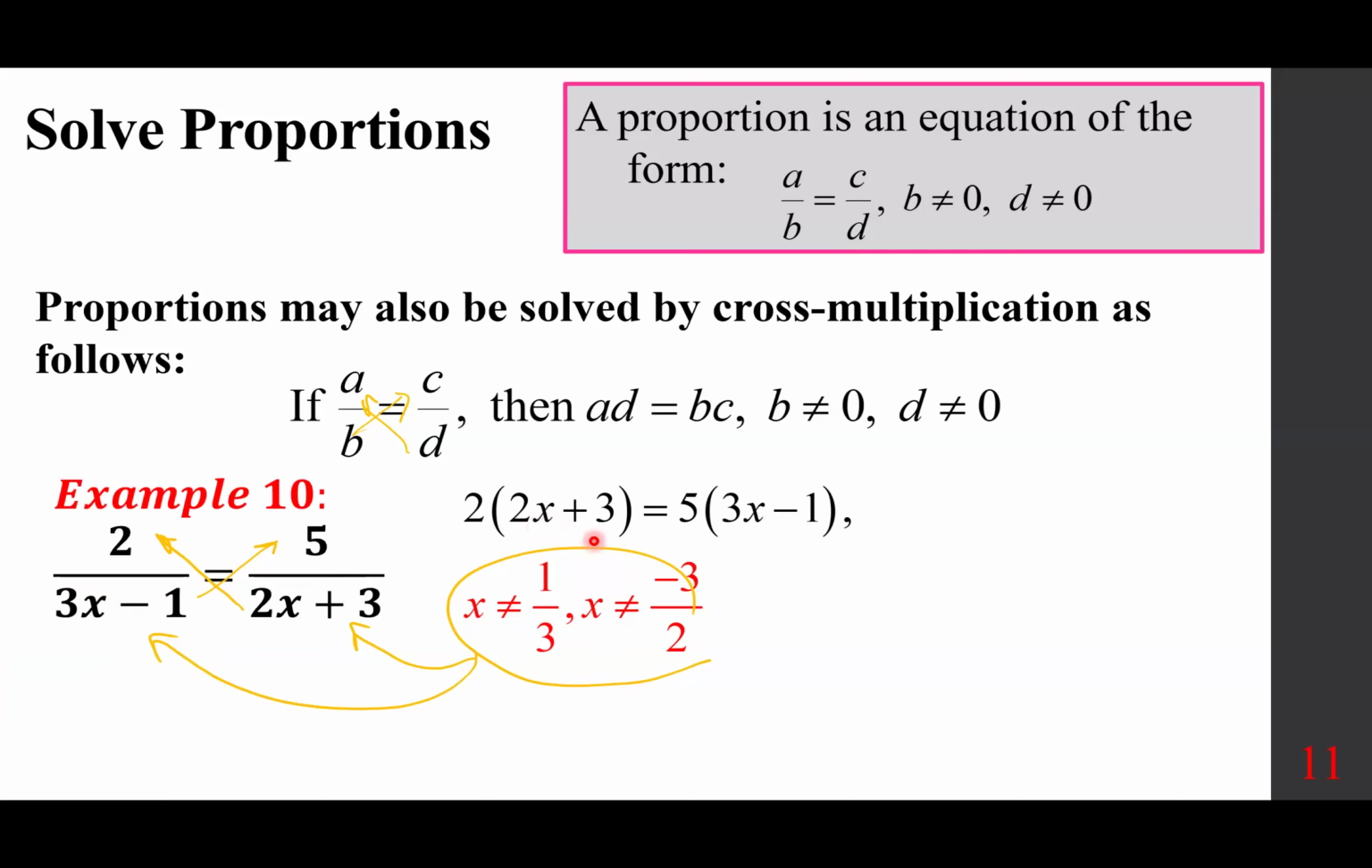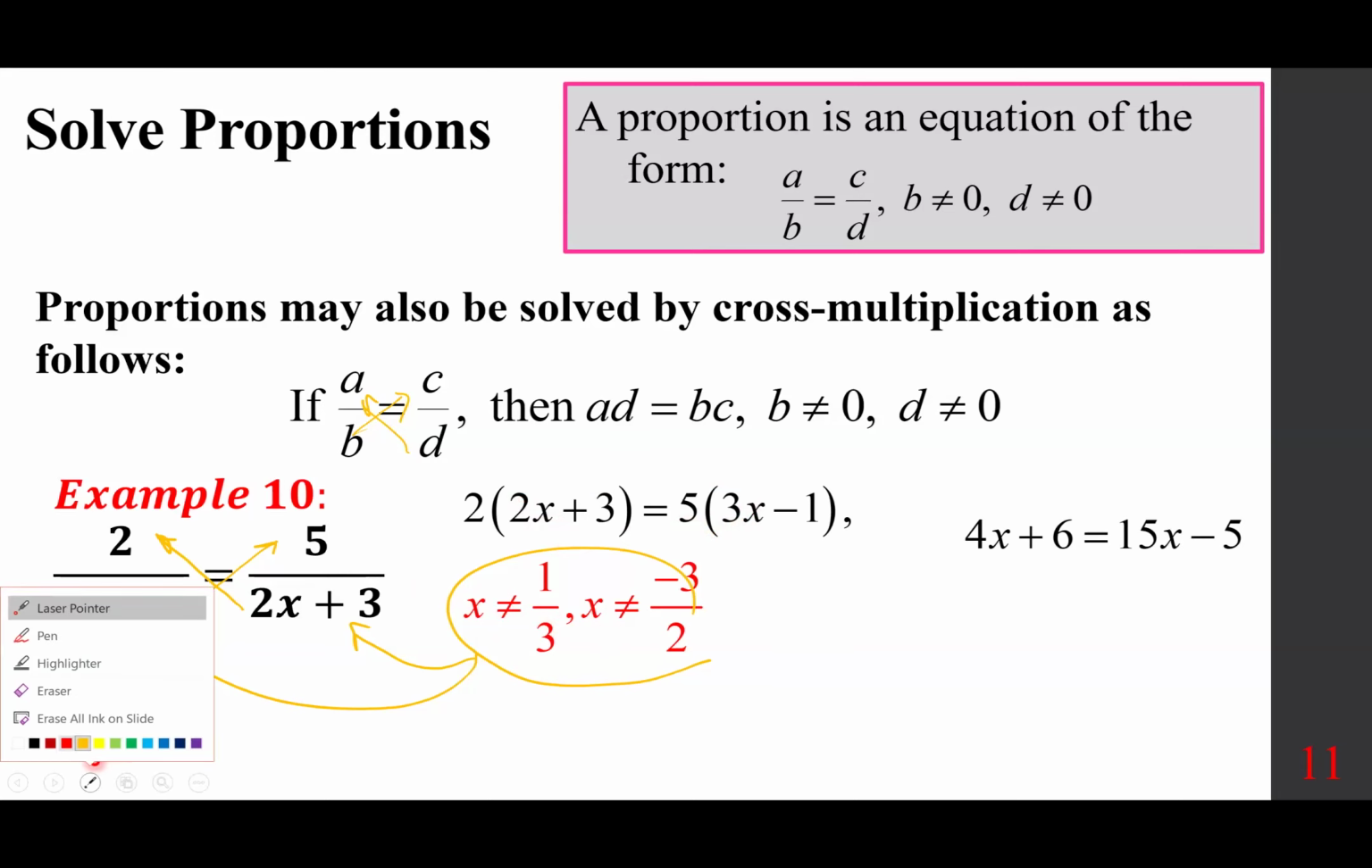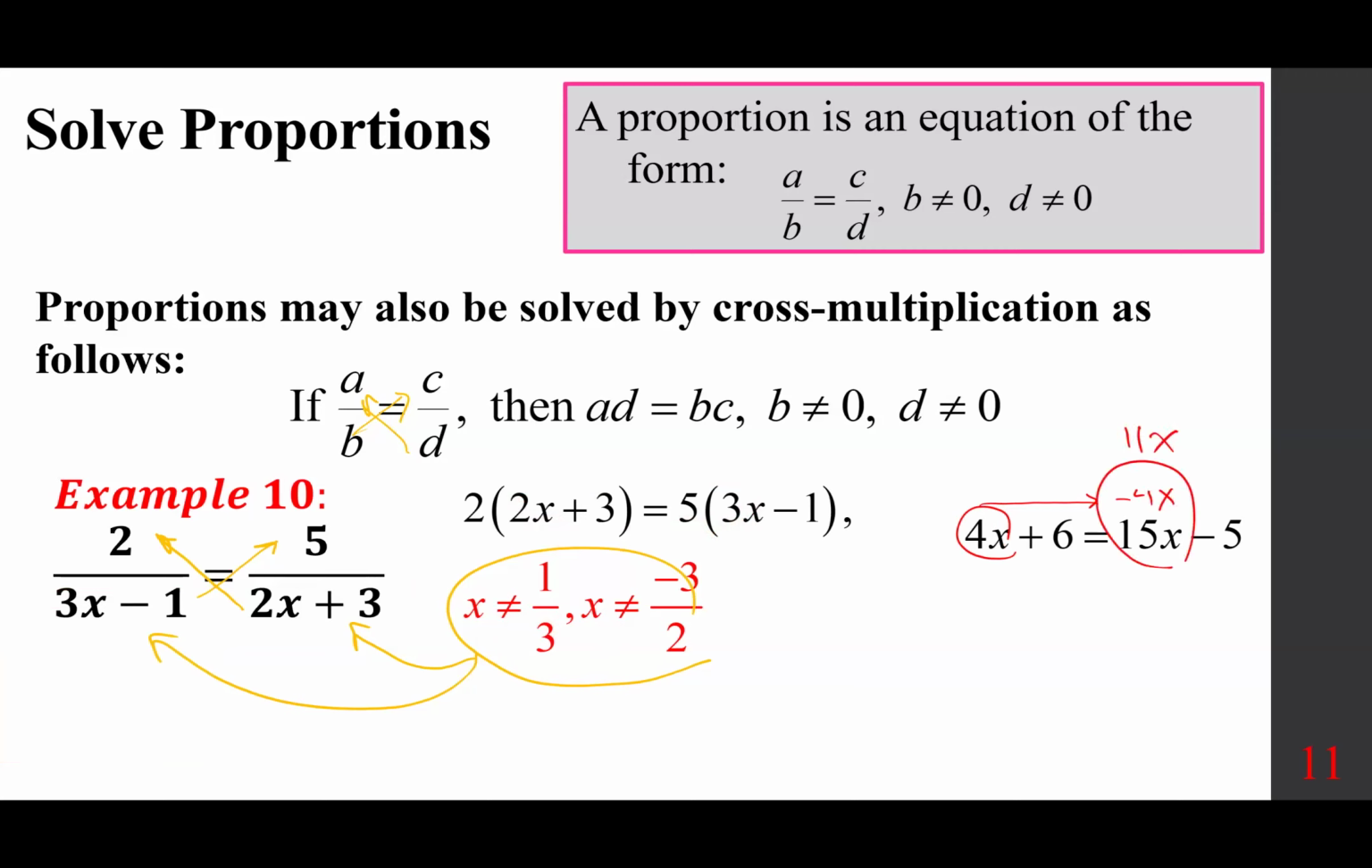Distribute, we get 4x plus 6. Distribute, we get 15x minus 5. We are going to move things as follows. But this is 11x. This is 11. x becomes 1. Pretty straightforward, everybody.